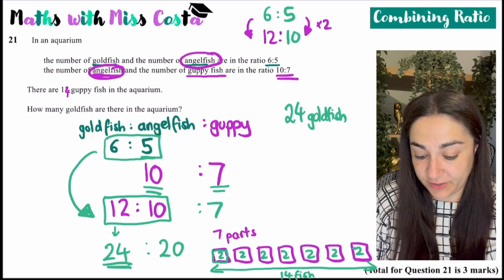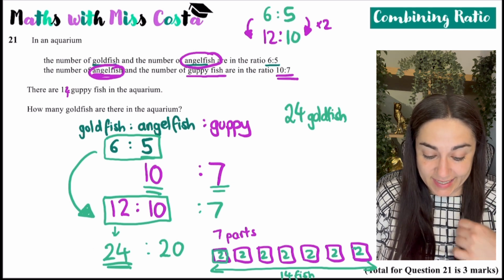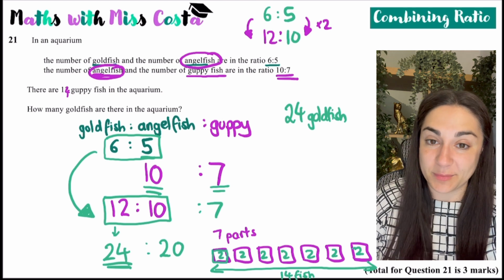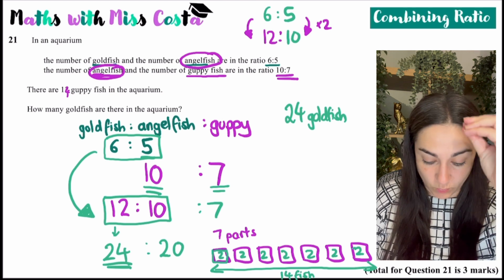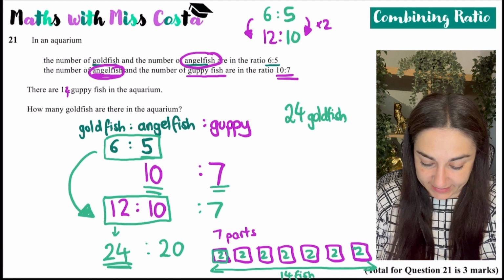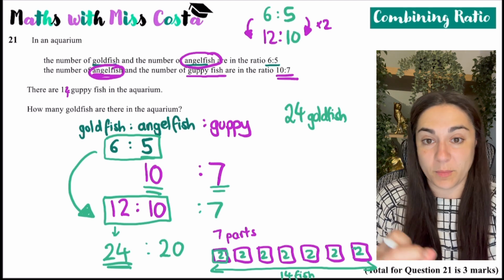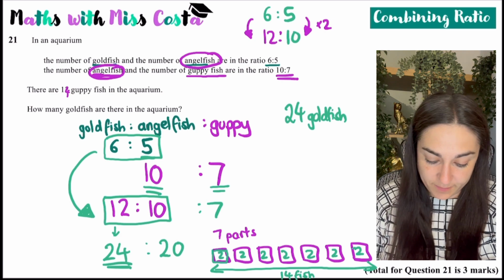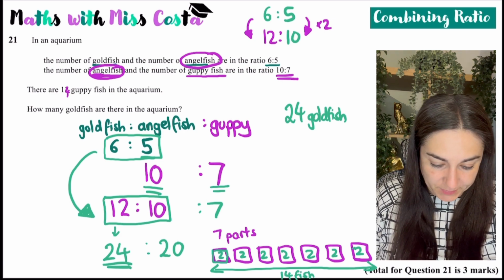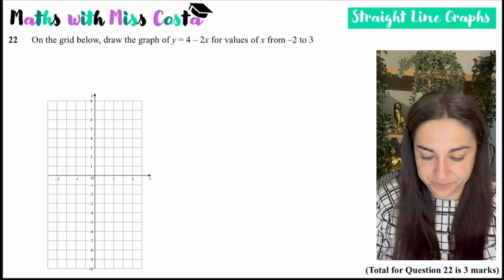This is a slightly trickier ratio question. The key is to try and line them up, make them equivalent ratios, so then you can compare them all. And then just do your parts work. So, you know, 7 parts is equivalent to 14 fish. Therefore, 1 part must be worth 2. And so multiply each of the parts by that. So yeah, there are 24 goldfish.